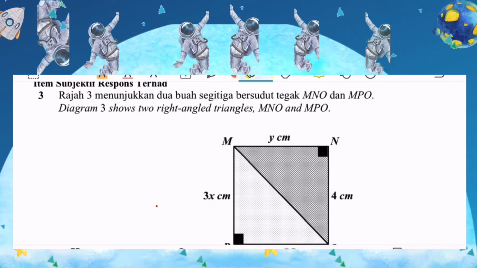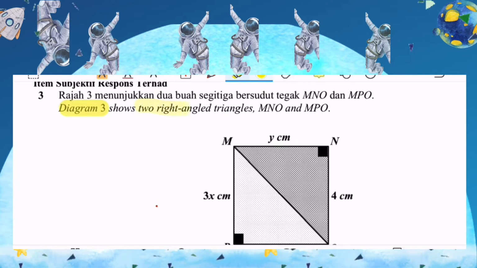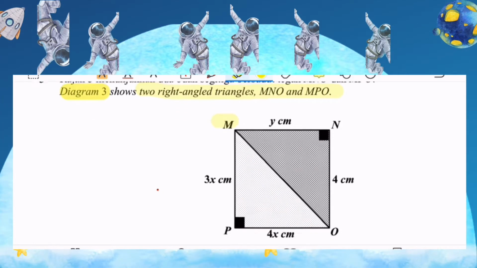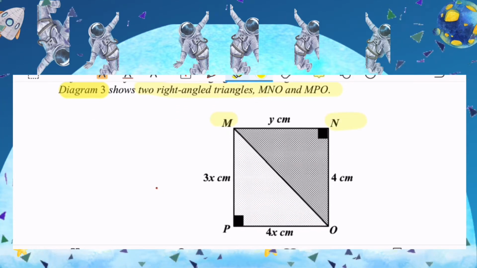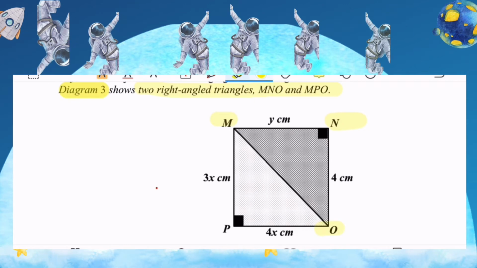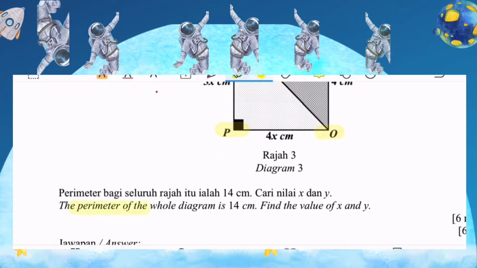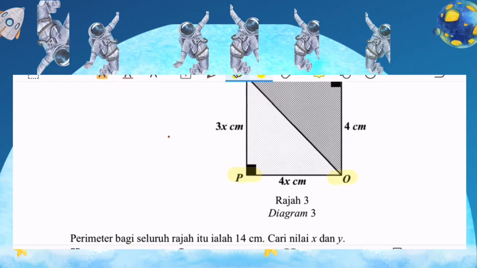Question number 3. Diagram 3 shows two right-angle triangles, MNO and MPO. So let's have a look at these two right-angle triangles. When we see a right-angle triangle, we always think about Pythagoras Theorem, right? Okay, so the perimeter of the whole diagram is 14 centimeters.